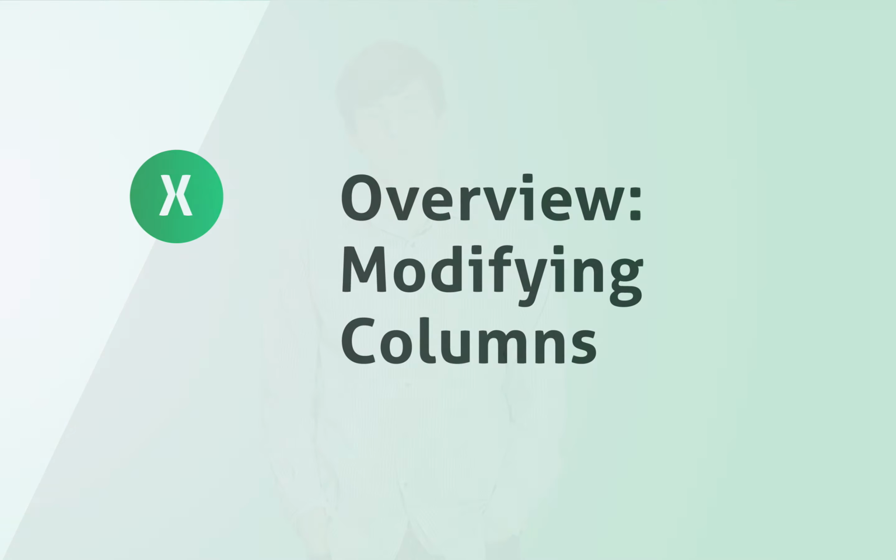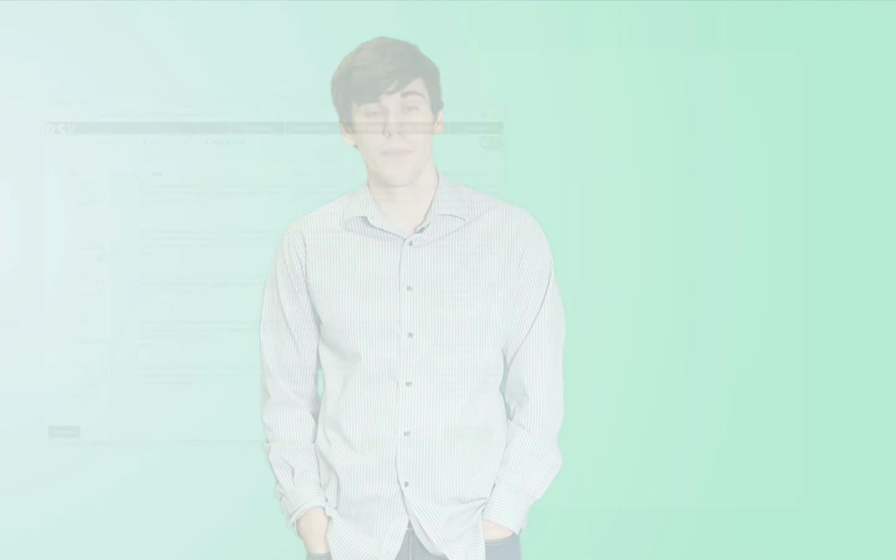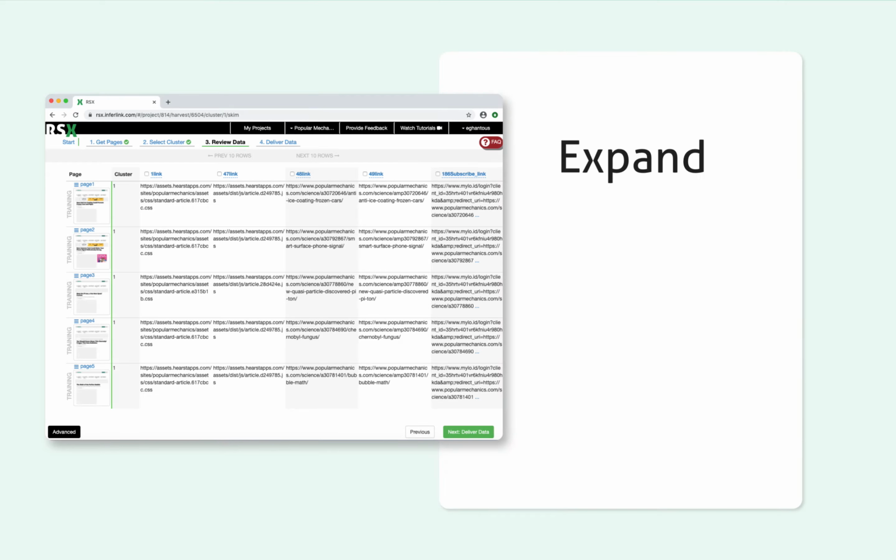Today I'm going to show you how you can fix your extractions by modifying columns in your data grid. There are four primary operations that can be used to modify columns in your data grid. You can expand, shrink, merge, or delete columns.